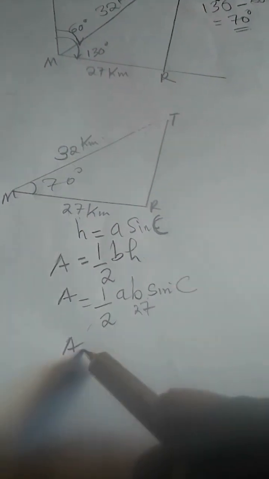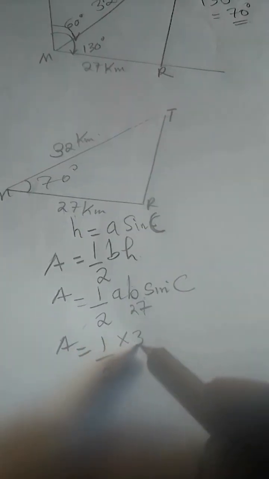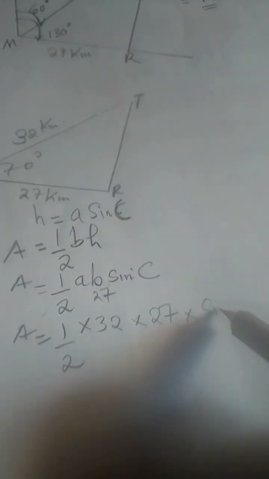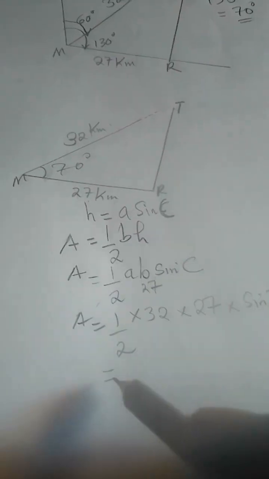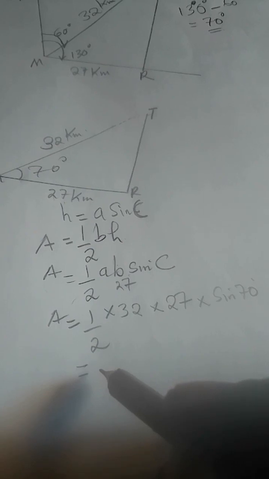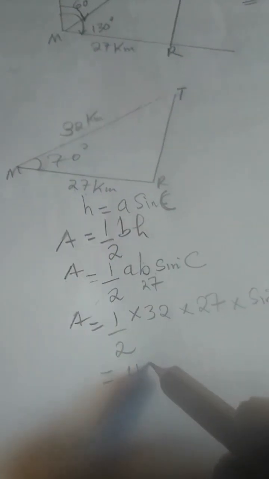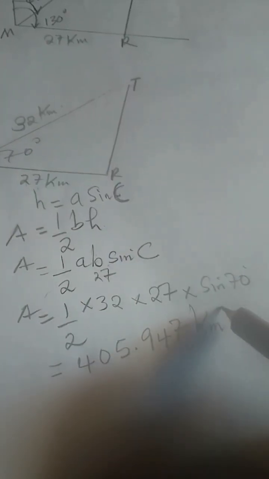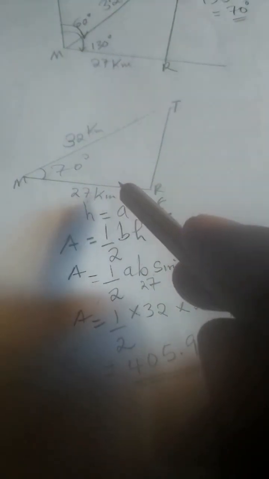So meaning your area will be 1 over 2 times a, which is 32 kilometers, times 27 times sine 70. When you punch this in your calculator, what you get is actually 405.947. Don't forget to put kilometer squared, because we are looking at the area. This is the area of this triangle you've been given here.